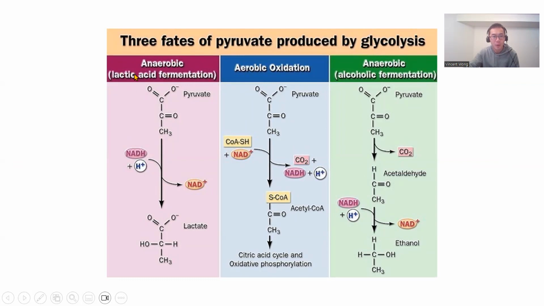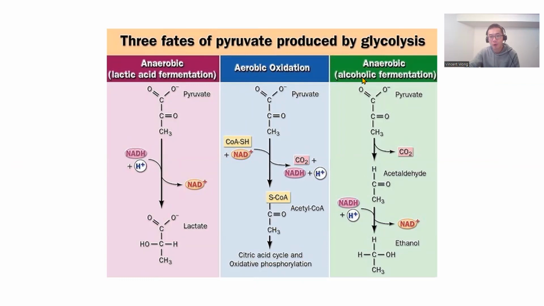Okay, so there are 3 fates of pyruvate produced by glycolysis. We have the anaerobic version that creates lactic acid. This first one here, that's in humans when we don't have enough oxygen supply. The aerobic oxidation is the one that we normally perform. That involves the whole thing, all the way to the ETC: pyruvate oxidation, Krebs cycle, as well as the ETC. That's the one that makes 36 ATP for us, which is the one that keeps us alive.